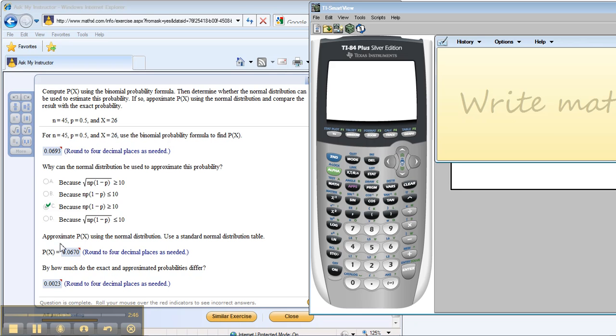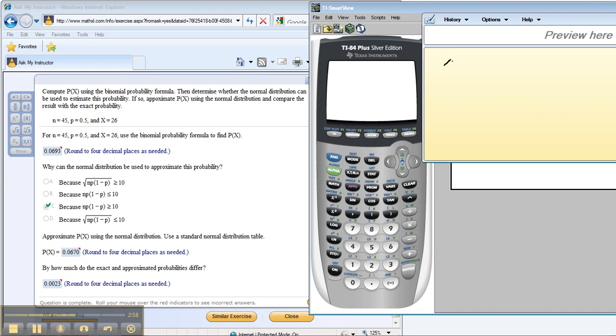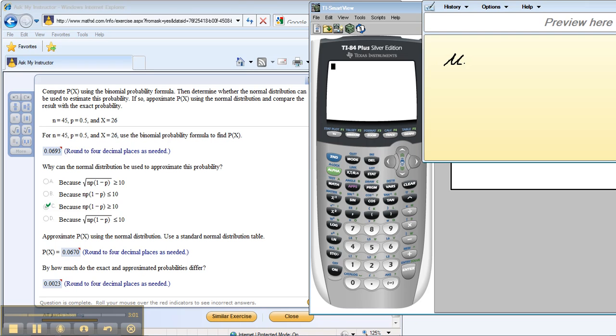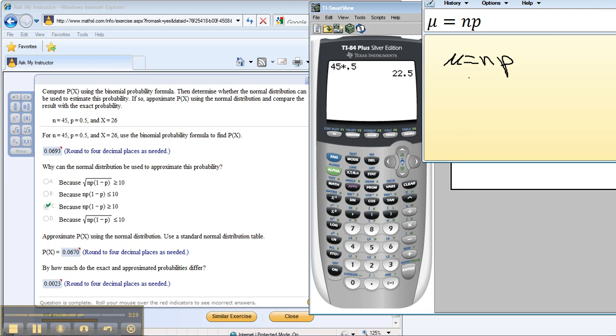And it says approximate using the normal distribution. Now, to be able to do that, we need the mean and standard deviation of the binomial distribution. So the mean of a binomial distribution is equal to n times p. Okay, so let's go ahead to the calculator again. So we simply multiply 45 times 0.5, and this is going to give us 22.5.